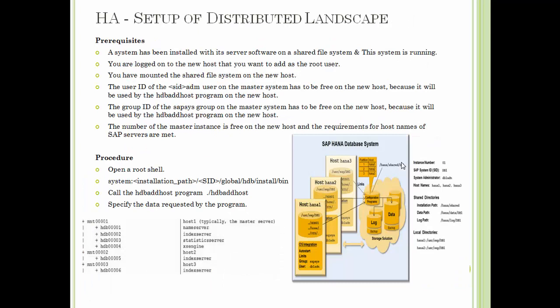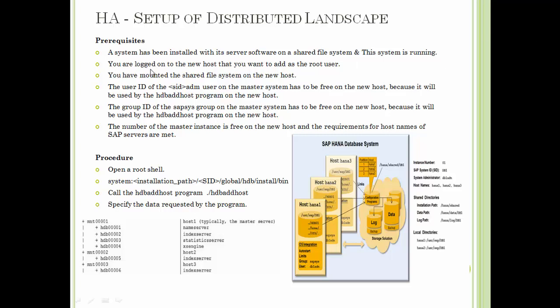Now let us understand how to set up a distributed landscape. We all know that a distributed landscape is set up by installing multiple instances, that is by transforming a single node to a multi-node system. To set this up, we have to meet a set of prerequisites. First, a single node system should exist with its server software, but this server software should be on a shared file system so that other instances can access it, and this system should be running.